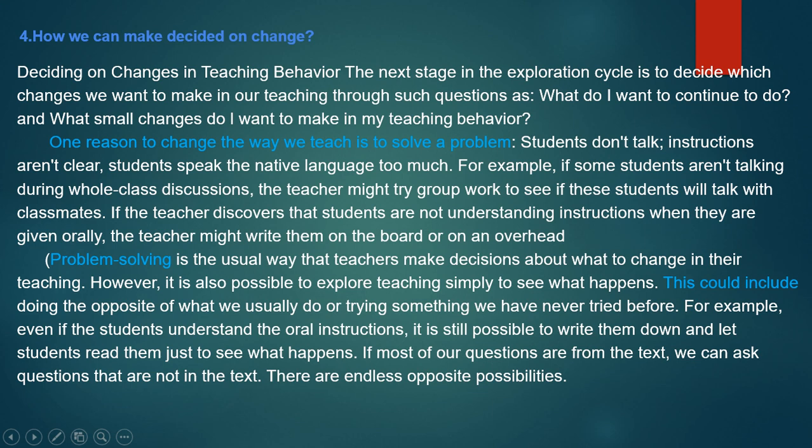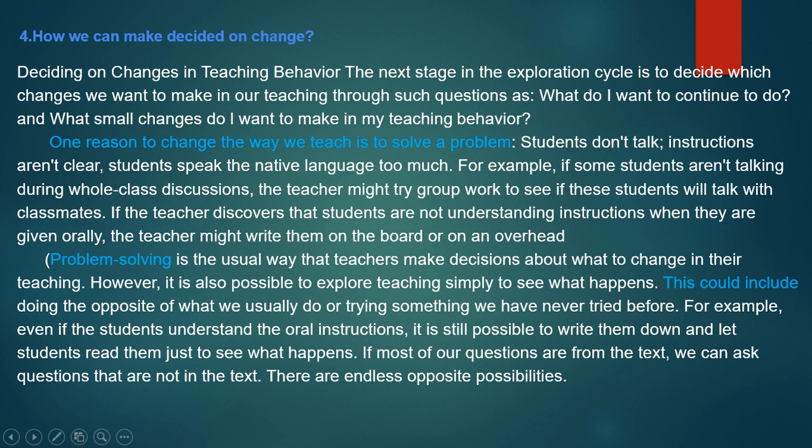One reason to change the way we teach is to solve a problem. This is one reason: to solve many problems of the students. What are the problems of the students? Students don't talk, instructions aren't clear, students speak in the native language too much.